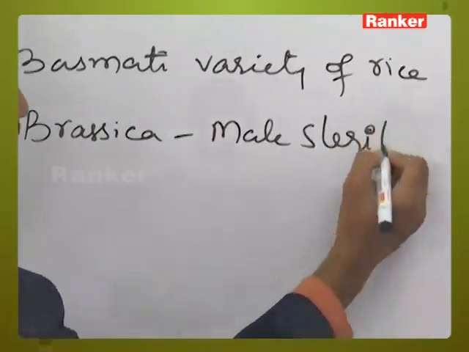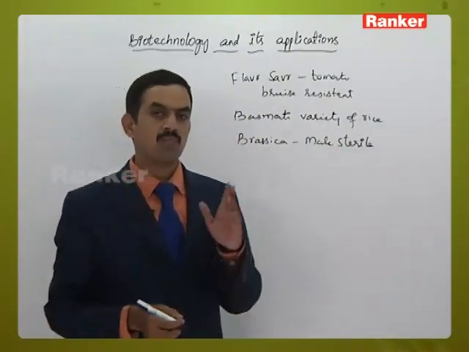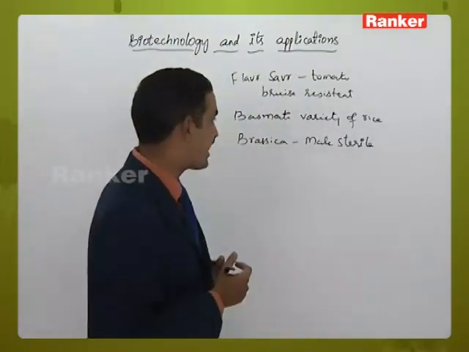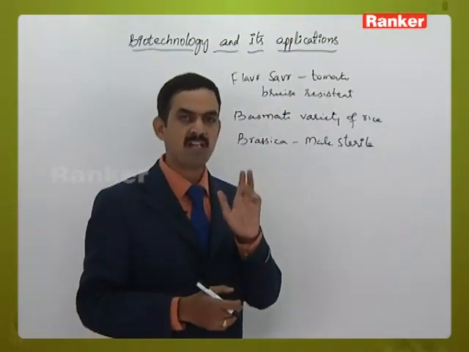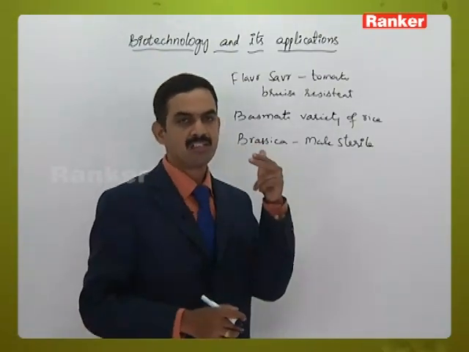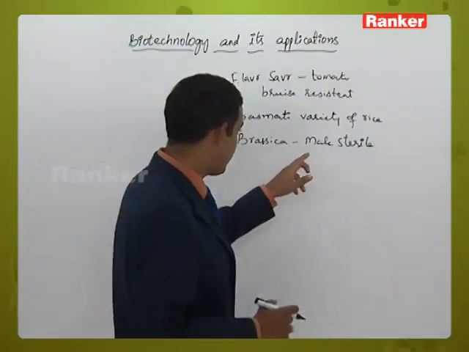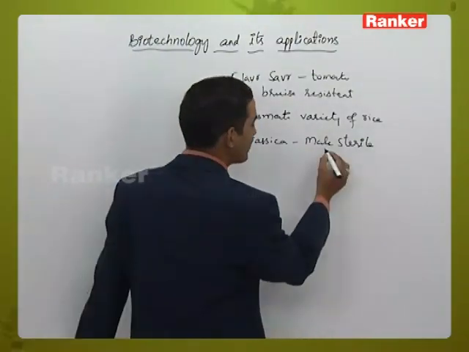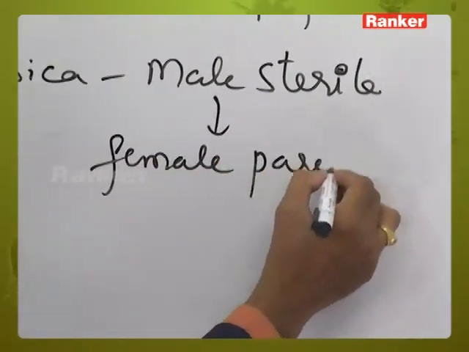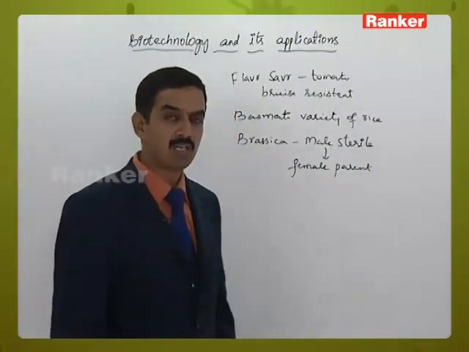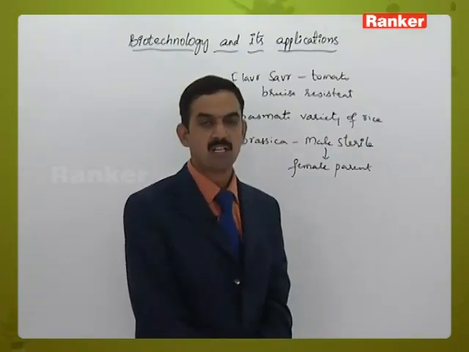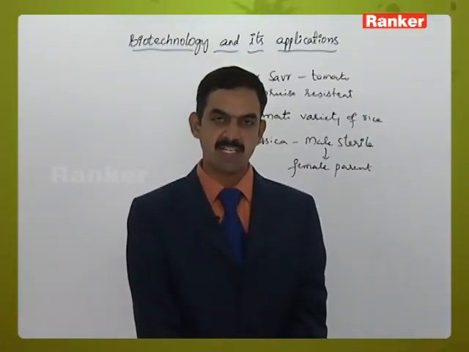So what is the importance of producing male sterile plants in brassica? We know that during the artificial hybridization process, emasculation is done in the bisexual flower of the female parent. Emasculation means the removal of the anthers or stamens. So if the plants are male sterile, we can use the male sterile plants directly as a female parent, without performing the emasculation process. Such types of plants are produced by this biotechnology. Likewise, many applications are there.